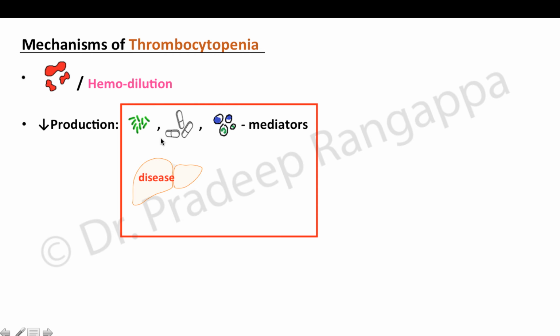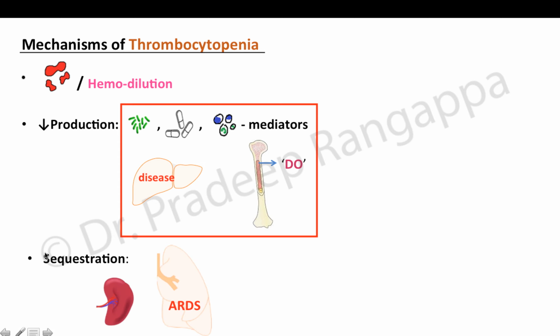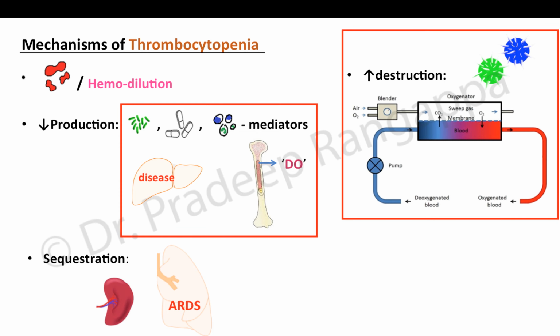Liver disease is one of the common admissions in ICU. They do have low platelets, or bone marrow disorders. So, these are the disorders where there is a reduced production of platelets. And the third category is increased sequestration of platelets, which typically happens in ARDS patients, or in splenectomy, hypersplenism, or portal hypertension patients.